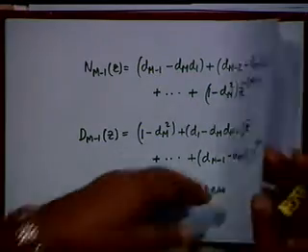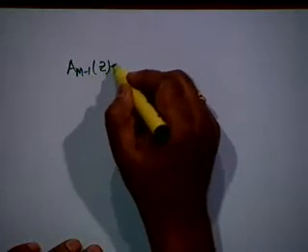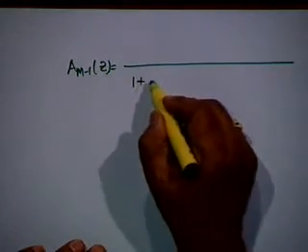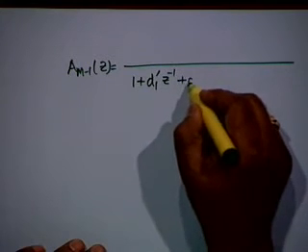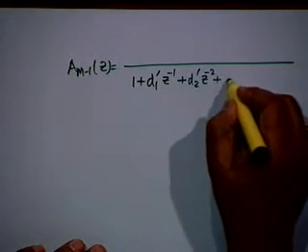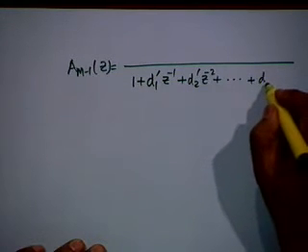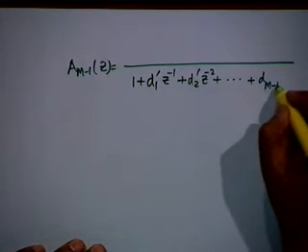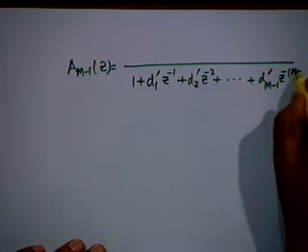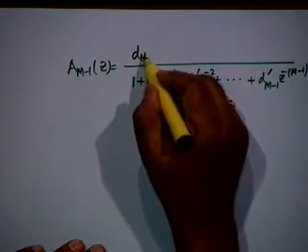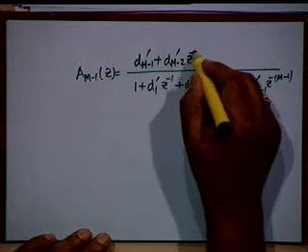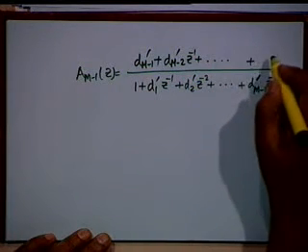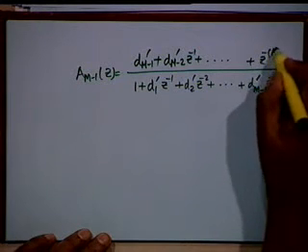Agreed? Therefore, A_{m-1}(z) shall be of the form 1 plus d_1 prime z inverse plus d_2 prime z to the minus 2 plus etc., plus d_{m-1} prime z to the minus (m minus 1), and the numerator shall be d_{m-1} prime plus d_{m-2} prime z to the minus 1 plus etc., plus z to the minus (m minus 1).